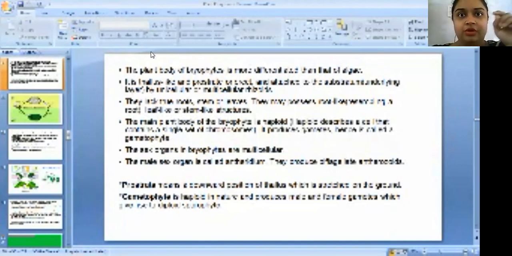Here also the structure is multicellular. Sex organs are multicellular, meaning having many cells. The male sex organ is called the antheridium. The female organ is known as the archegonium.